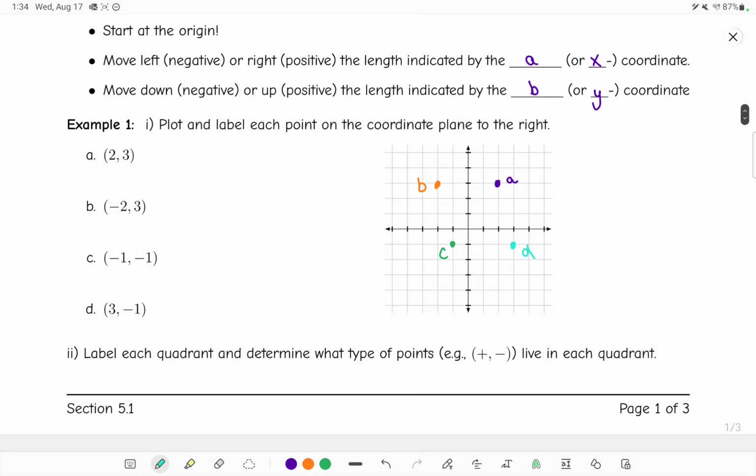Label each quadrant and determine what type of point, for example, plus minus, live in each quadrant. So for A, that was positive, positive. That's in the first quadrant. So the first quadrant contains the positive, positive. B was in the second quadrant. All those will be negative, positive. C, which was in the third quadrant, those are all negative, negative. And D was in the fourth quadrant, and those are positive, negative.